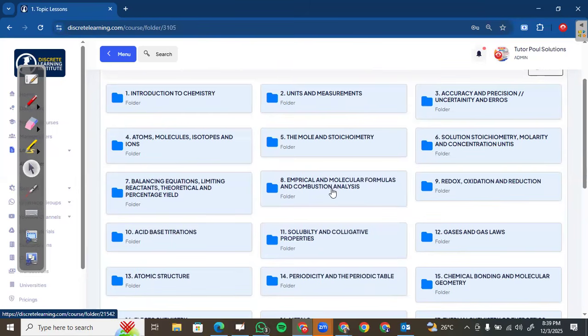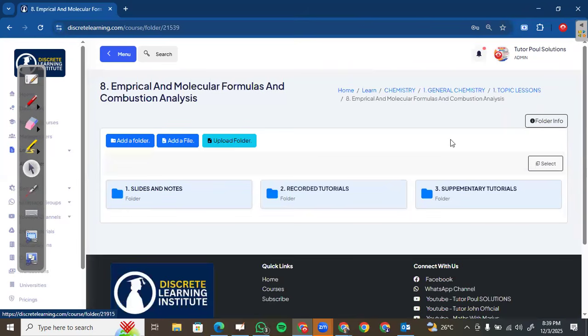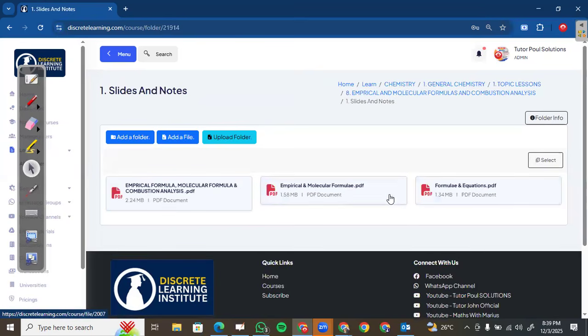So you can go into this folder, empirical and molecular formulas, and then you go to recorded tutorials here. You're going to find the videos that we've recorded before. And then there are also supplementary videos here. If you want, you can watch those if you're not satisfied. Then here we have the slides and notes on that same topic. You can check here. You've seen the notes here. So you can read these and understand at your own time, at your own pace, even in your blankets.